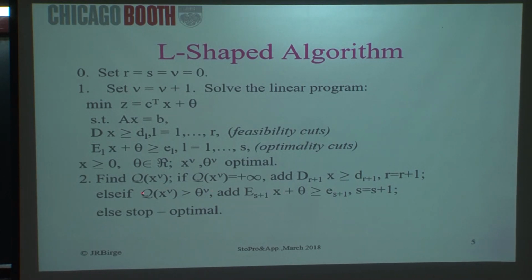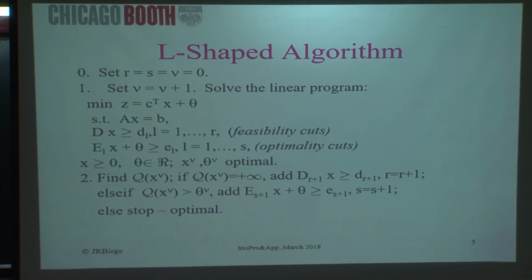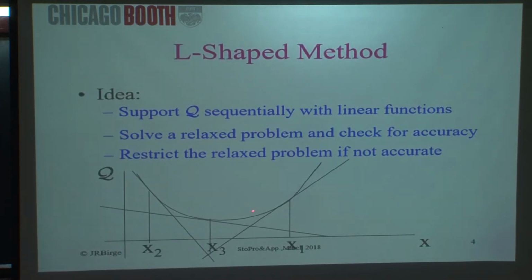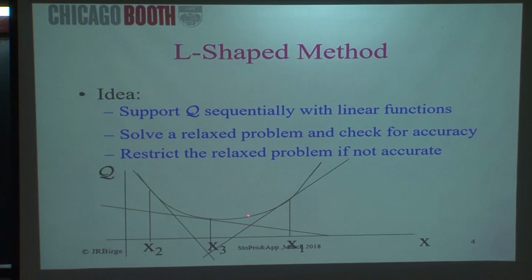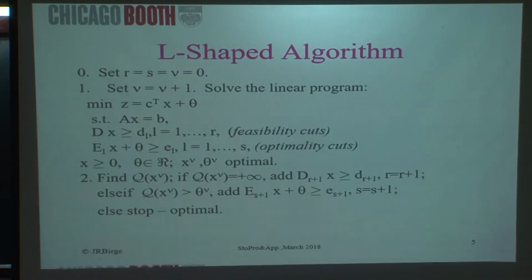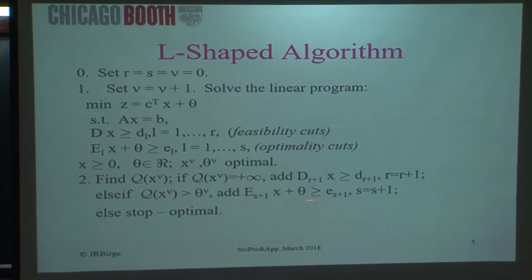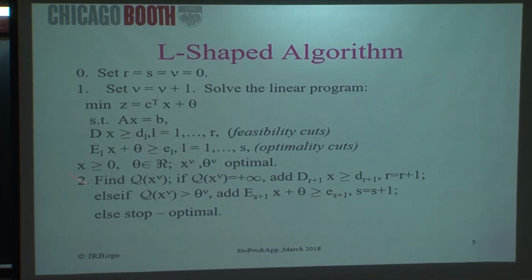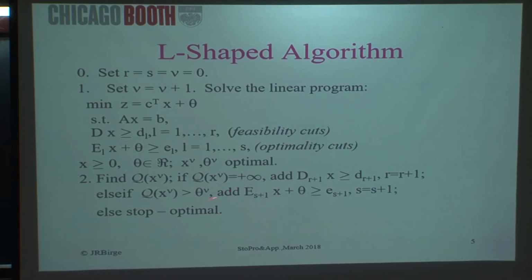If you end up with a recourse function value that's above theta, like here, if I ended up here, it would be above it, probably the next point would be over here. Theta would be down here, Q is up here, so I'll add another constraint on theta, and then solve the problem again and check. So it's solve, check for optimality and feasibility, add a new constraint, then solve and check again.